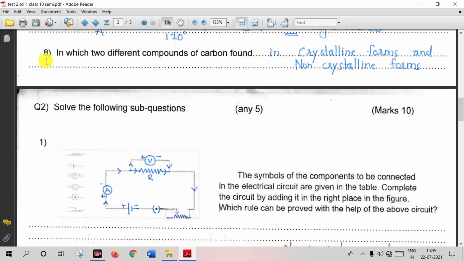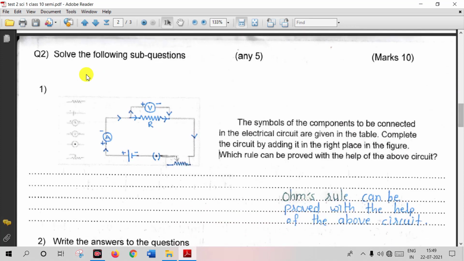Question number 8. In which two different forms is carbon found? Carbon is found in two different forms, that is crystalline form and non-crystalline form. And question number 2. Solve the following sub-questions. We have to solve only 5 questions and it has a total of 10 marks.